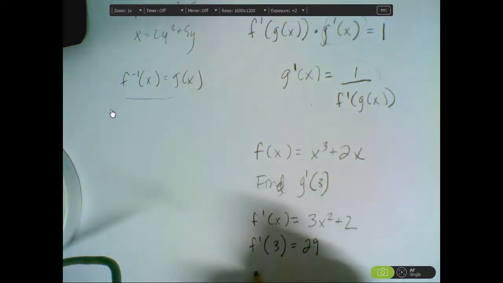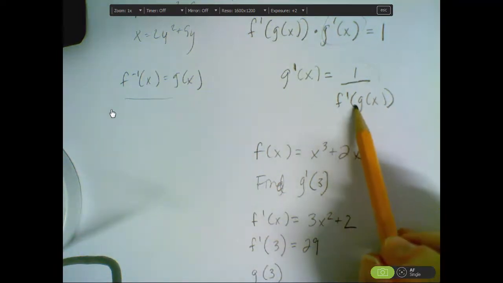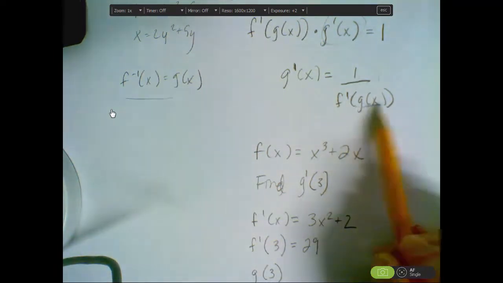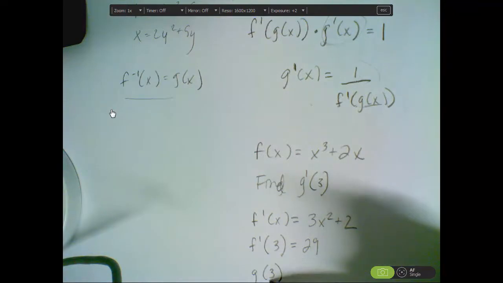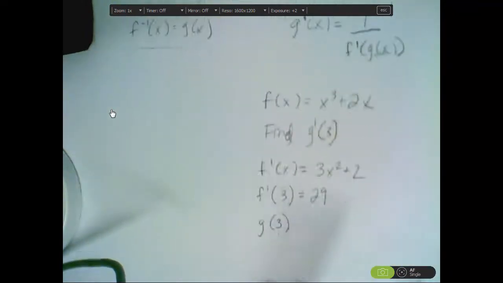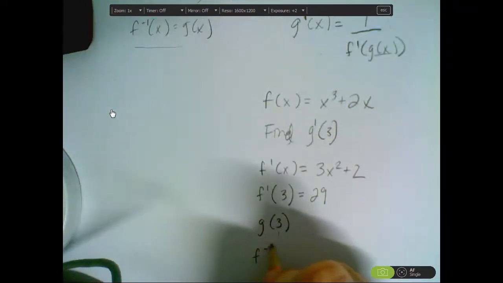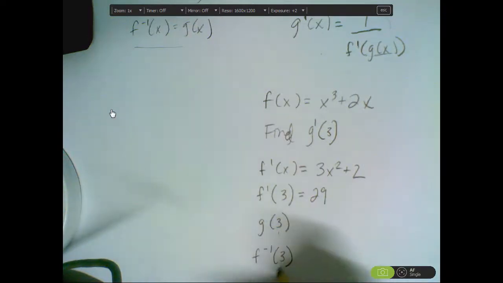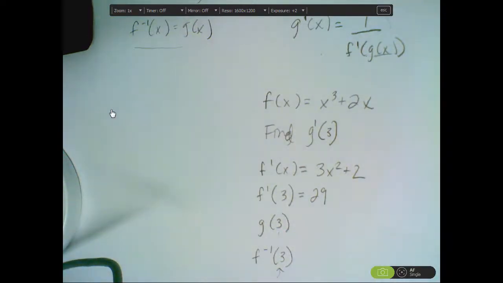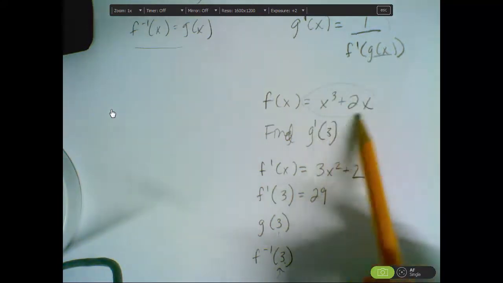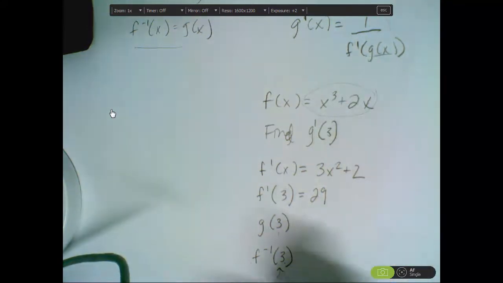What we don't know, however, is g of 3. And if you look back at our formula, we have to take f prime of g of 3. How do we know what g of 3 is? In other words, how do we know what the value of the inverse is when the input is 3? Well, the input to the inverse is the output of the original function. So we want to know, when did this equal 3?